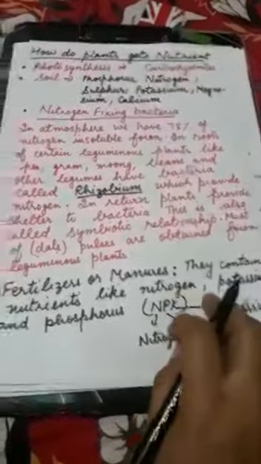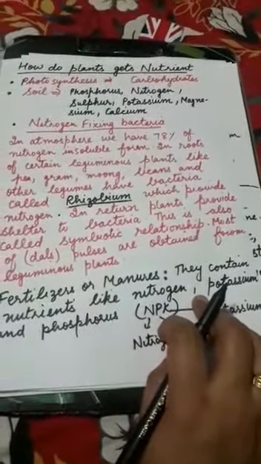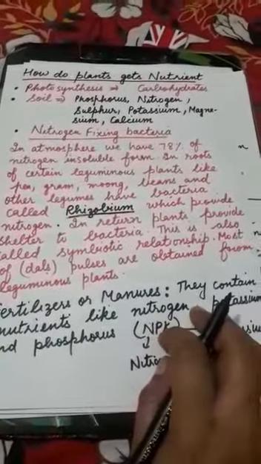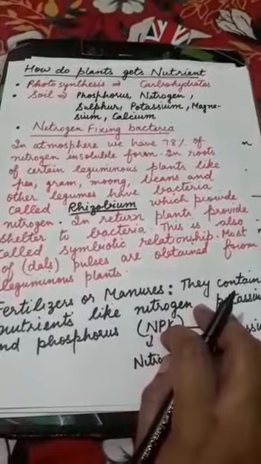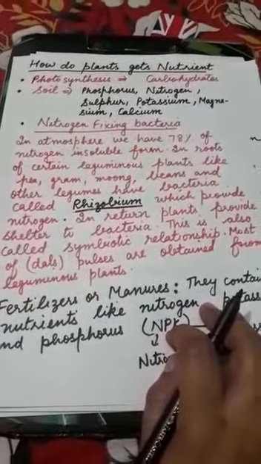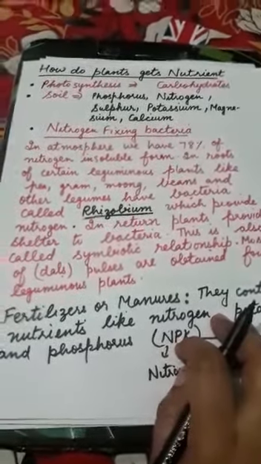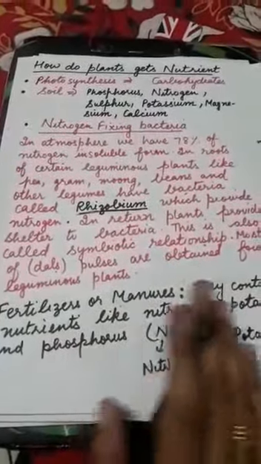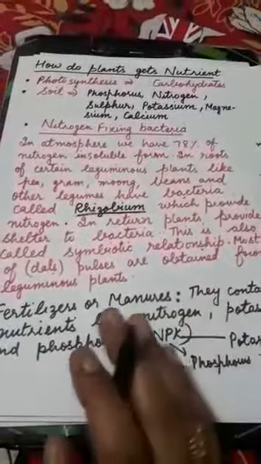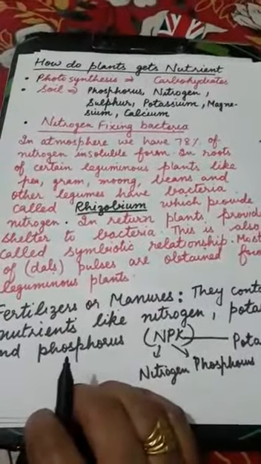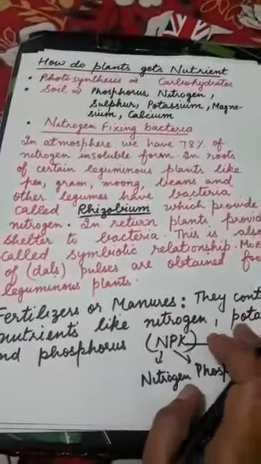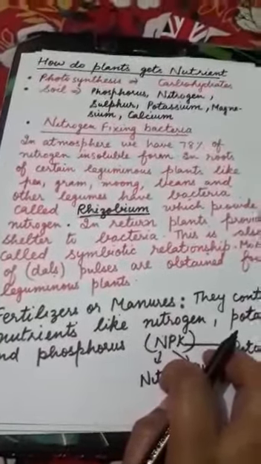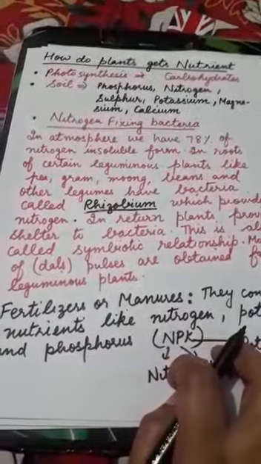So in this way, how do the plants get nutrients? They get the nutrients by photosynthesis, from the soil, then by nitrogen fixing bacteria, and at last by fertilizer or manures. In this way, the soil gets replenished and it gets nutrients again and again, and then from the soil the plants get the nutrients. And students, this was the last topic of our chapter 1, nutrition in plants.